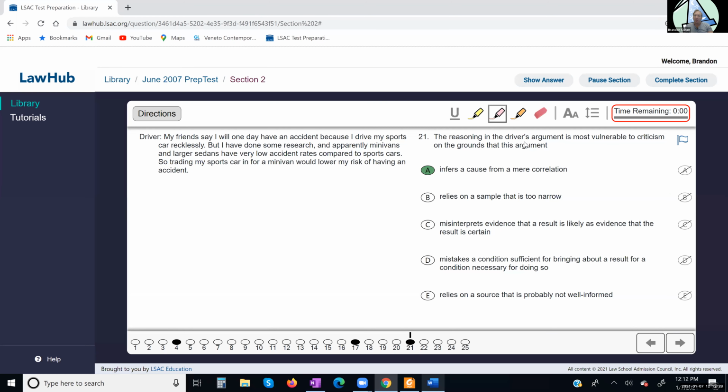All right, 21. The reasoning is vulnerable to criticism. That's language that tells you that you have flaws.